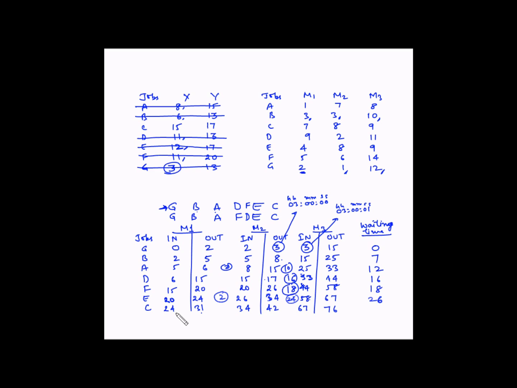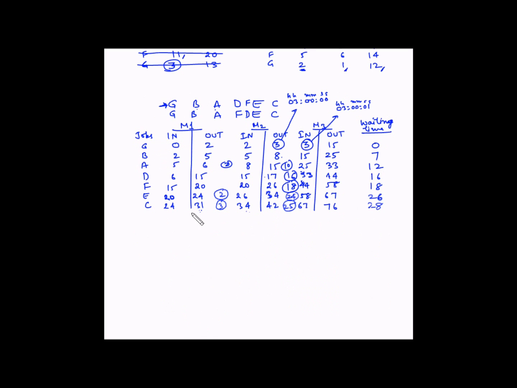Now similarly for C, it goes into M1 on the 24th hour, comes out on the 31st hour, goes into M2 on the 34th hour. So there is a wait time of 34 minus 31, which is 3 hours on job C. Now it comes out of M2 on the 42nd hour and goes into M3 on the 67th hour. So there is a wait time of 67 minus 42, 7 minus 2 is 5, 6 minus 4 is 2, so 25. So overall there is a wait time of 25 plus 3, that is 28 for job C. So this is 28.